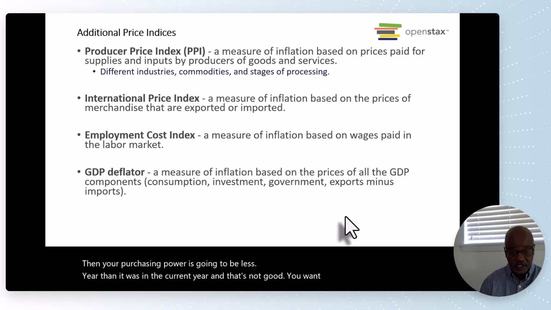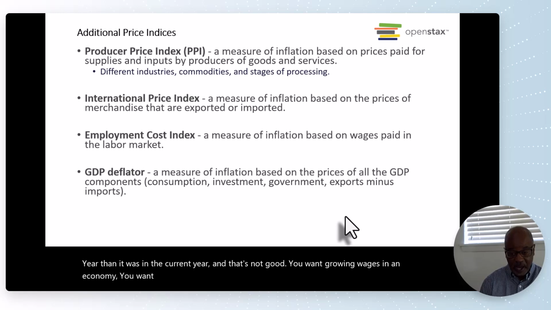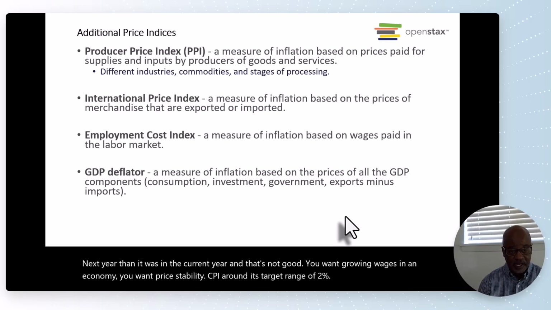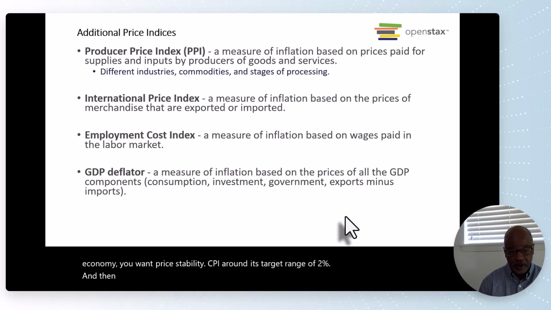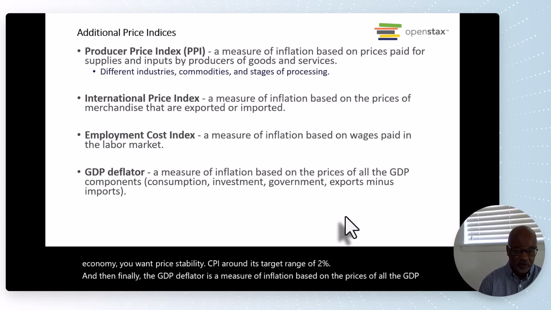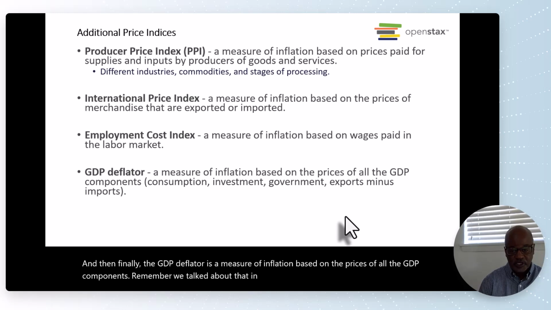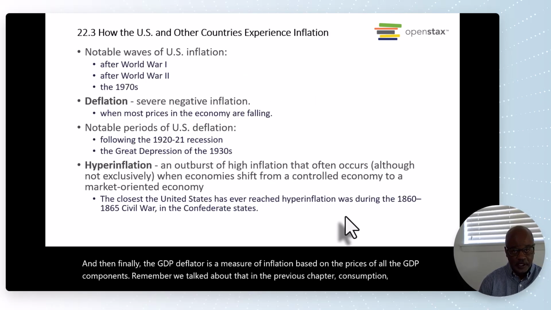You want price stability, CPI around its target range of 2%. And then finally, the GDP deflator is a measure of inflation based on the prices of all the GDP components. Remember, we talked about that in the previous chapter: consumption, investment, government spending, net exports.